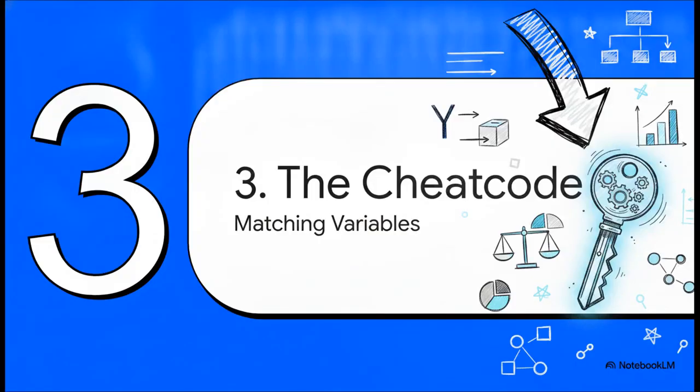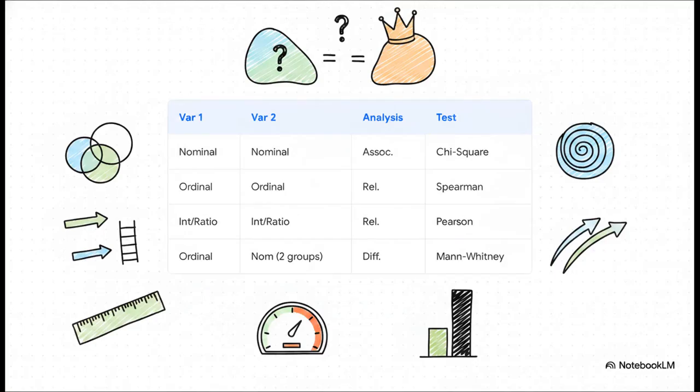All right, Section 3. This is the big one, the statistical cheat code, matching your variables to the right test. I highly recommend taking a screenshot of this slide right now. The crucial rule here, your mantra, is variable plus variable equals your test. This is the master key for your entire methodology. Got 2 nominal or categorical variables? You're looking for an association, so you run chi-square.